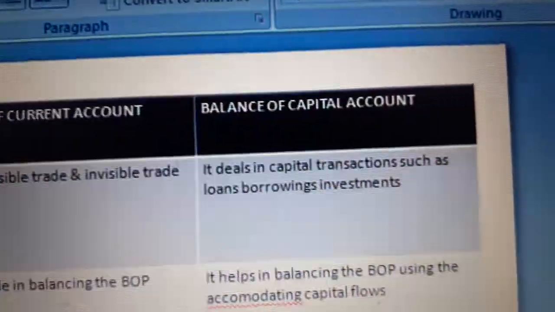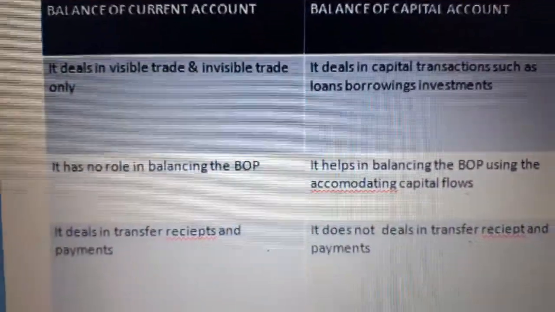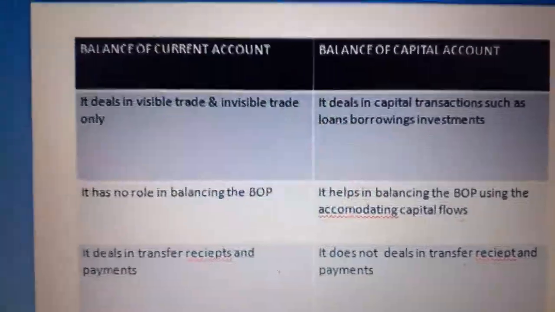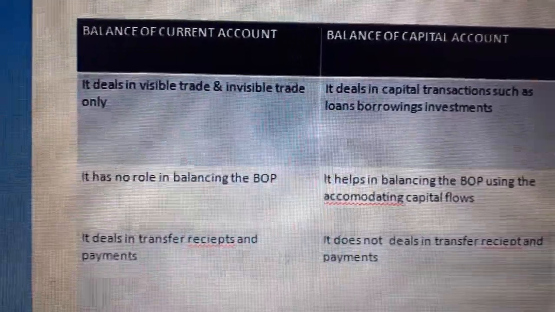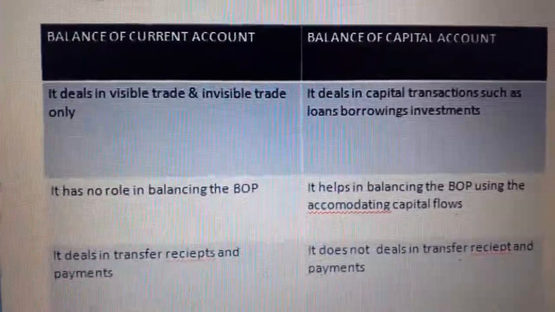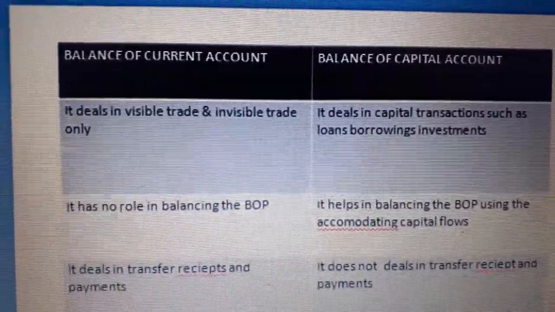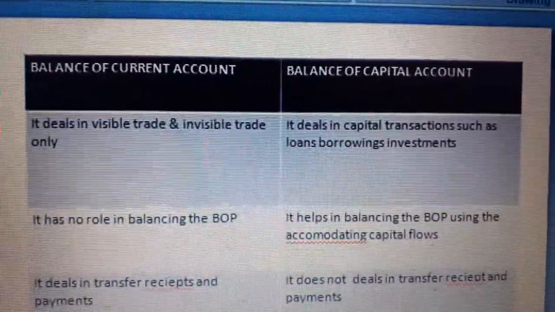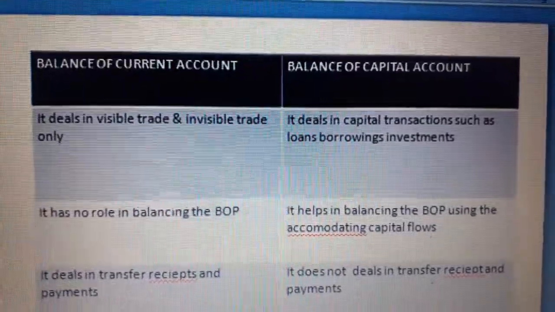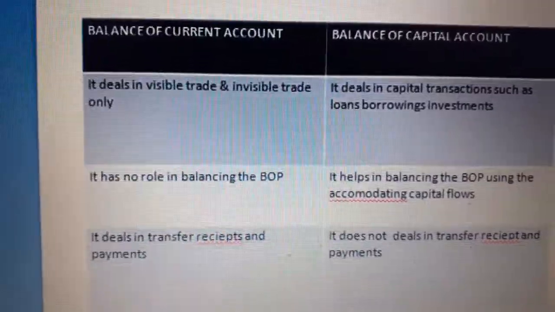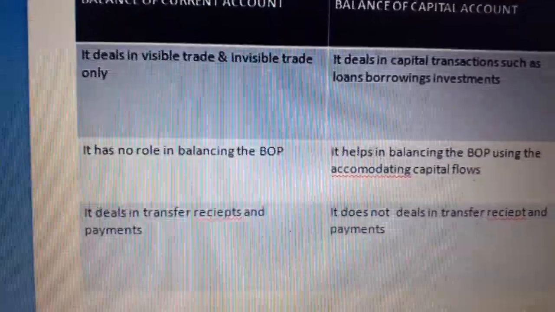What is the difference between the balance of current account and the balance of capital account? Please keep in mind that our balance of payment comprises of current account and capital account. Current account deals in flow of goods and services. So here we are mentioning that it deals in visible as well as invisible trade, whereas a capital account deals with the capital transactions such as loans, borrowings, foreign investments. The current account has no role to play in balancing the balance of payments.